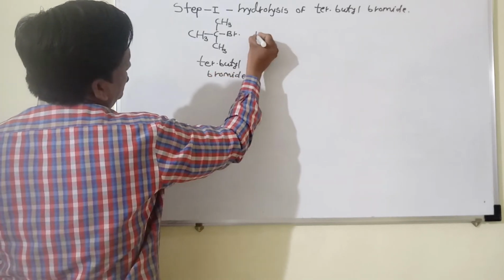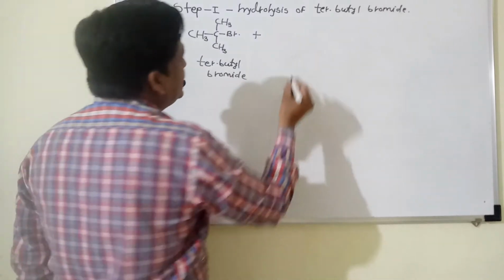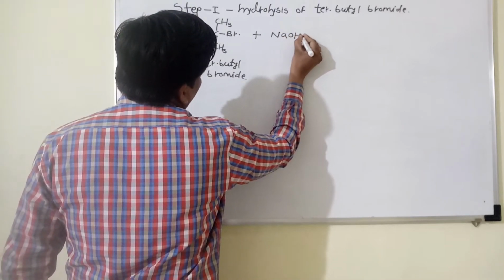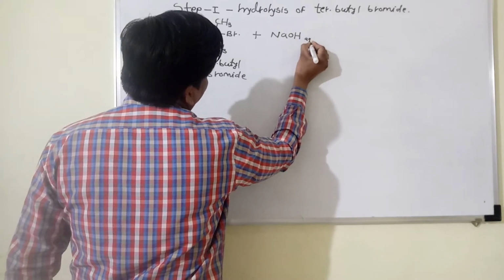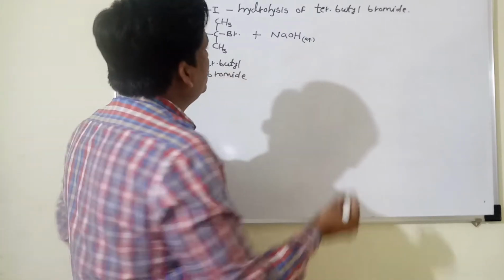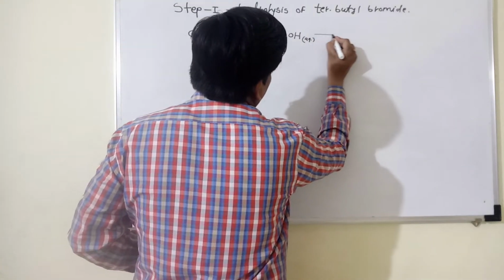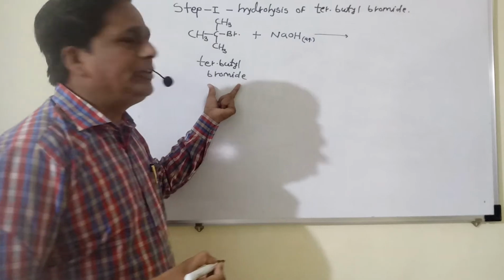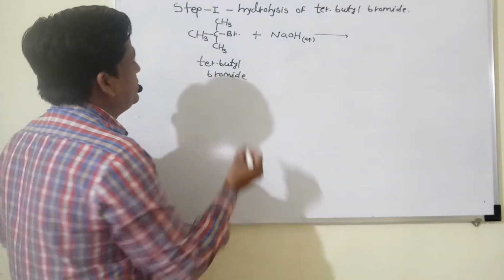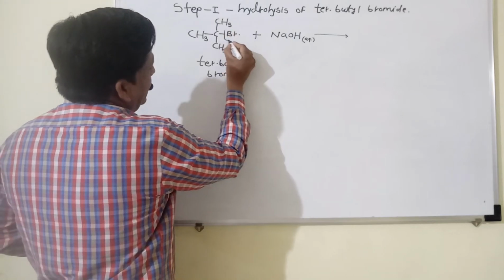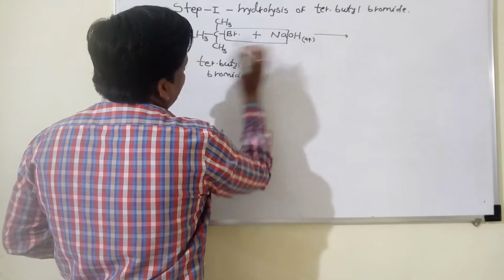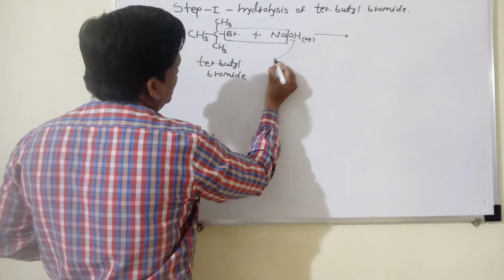Tertiary butyl bromide reacts with aqueous NaOH. You know the structure of NaOH, sodium hydroxide. This is in aqueous form, that means NaOH we can dissolve in water, so that's why it is called aqueous. When tertiary butyl bromide reacts with aqueous NaOH, NaBr is removed, Br from this and Na from NaOH. NaBr is removed and this OH group is going to attach here.